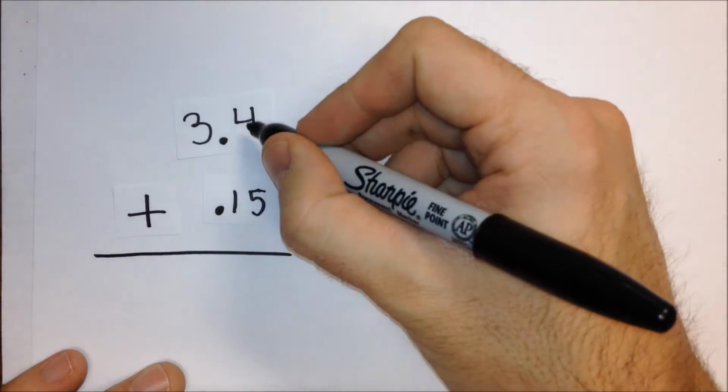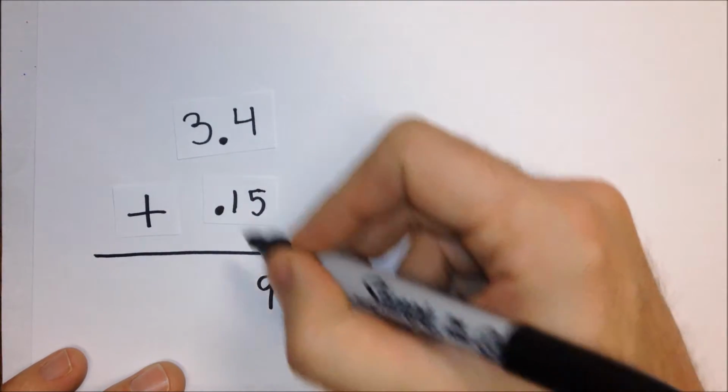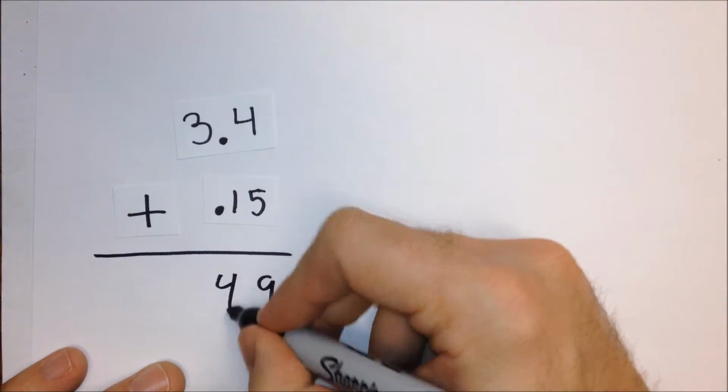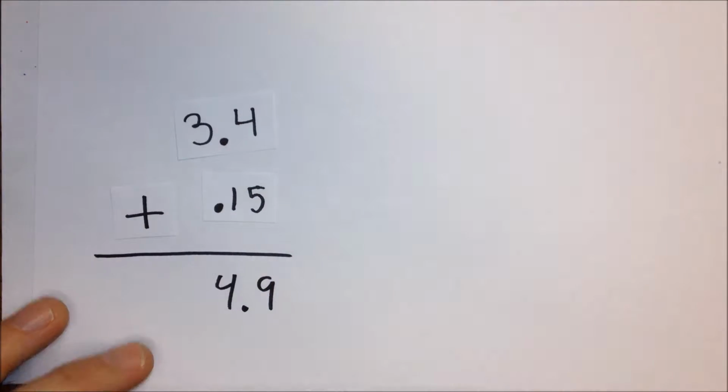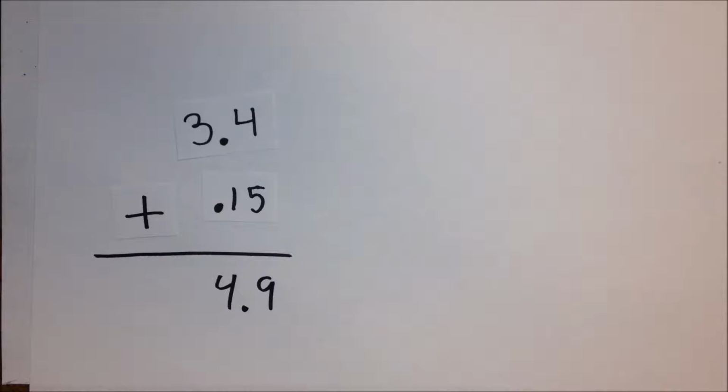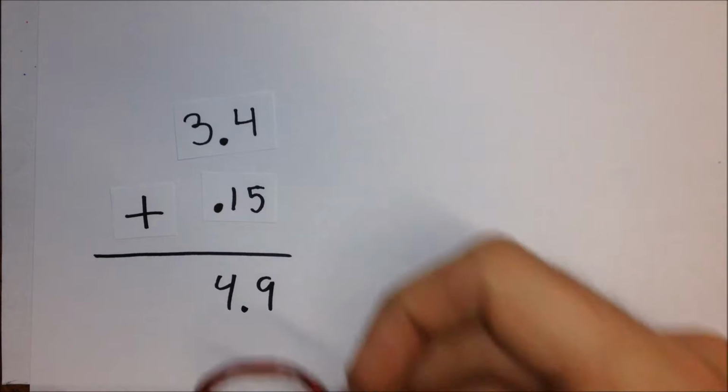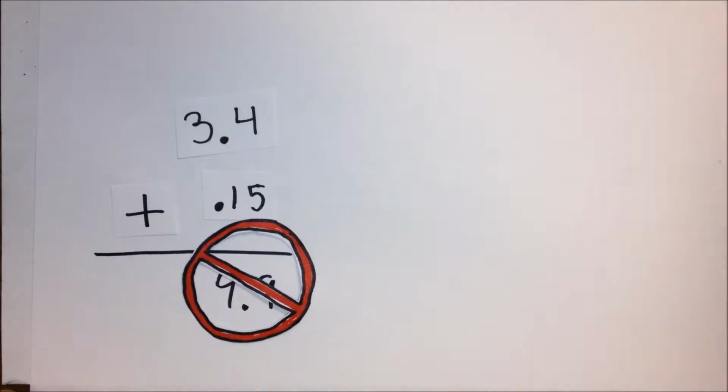Put the bar here. Add the 4 and the 5 and get 9, add the 3 and the 1 and get 4. And then we can put the decimal place, I'm not completely sure where. You might put the decimal place here and say 4.9. Or you could put the decimal place here and put 0.49. But regardless, both of these answers are wrong, and so do not do this. I'm going to put our big not sign on here.